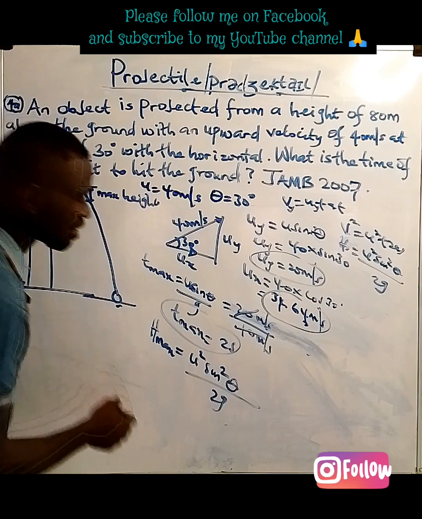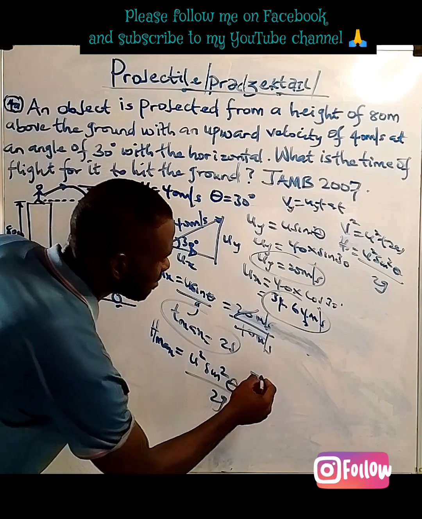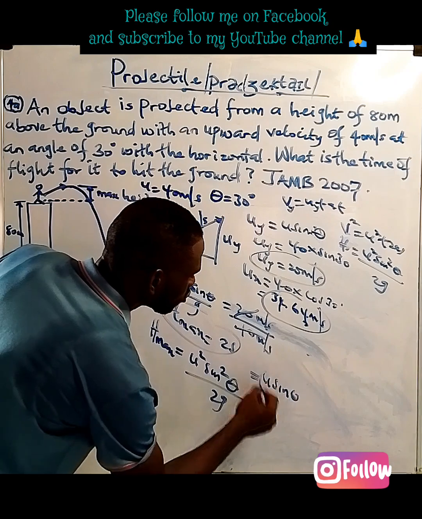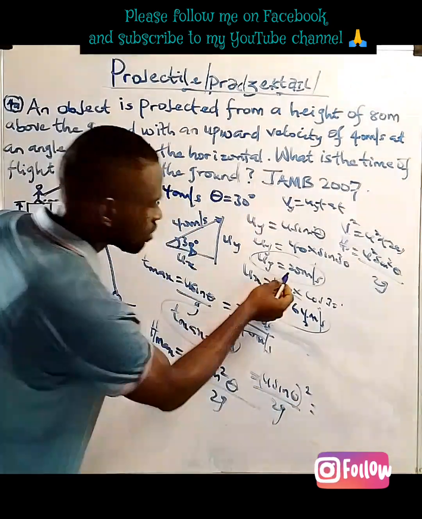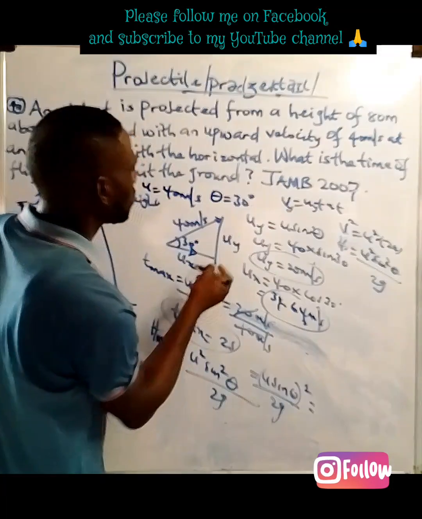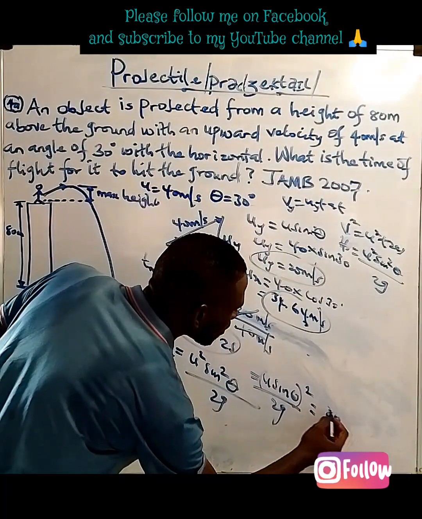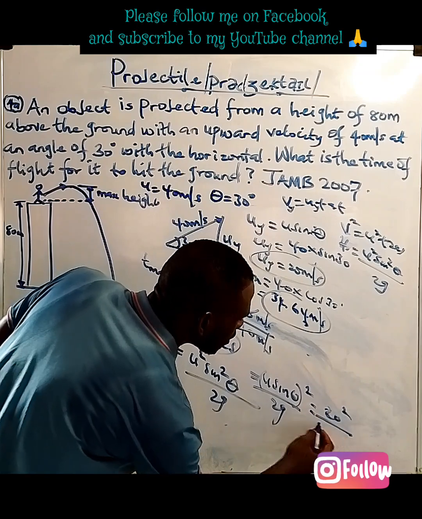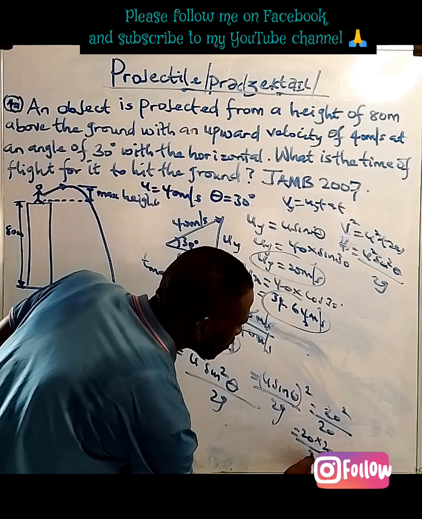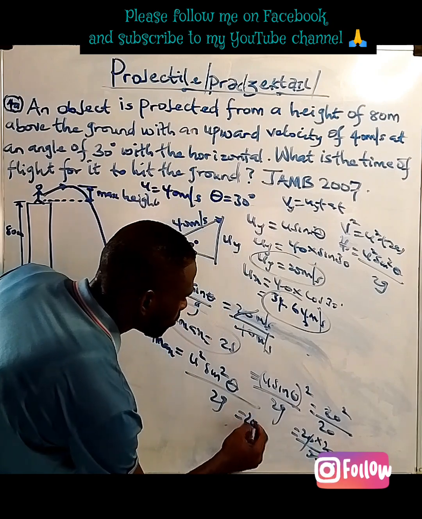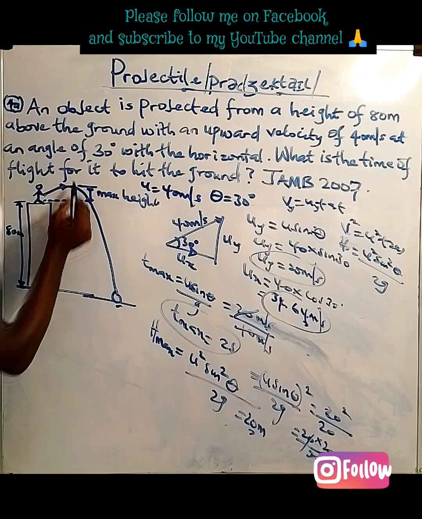So let's get the max height attained. Don't forget that u squared sine squared theta is u sine theta raised to power 2, over 2 gravity. So u sine theta is 20 meter per second. We've gotten that already. U sine theta is the initial speed along the y-axis. So that's 20 squared over 2 times 10, which is 20. So 20 times 20 over 20 gives us 20 meter. That's the max height. So from here to here, 20 meter is covered.